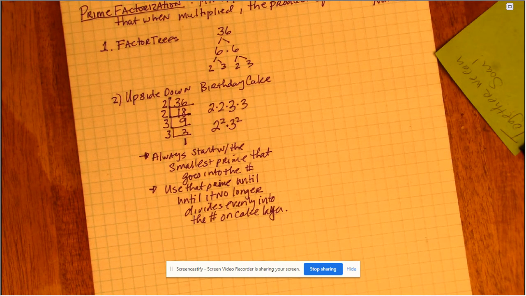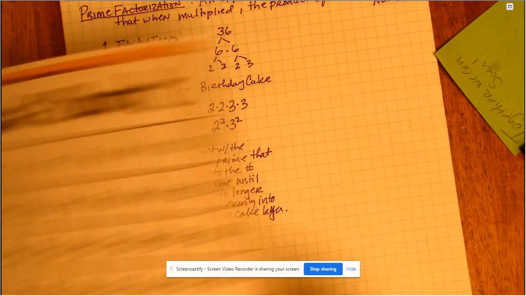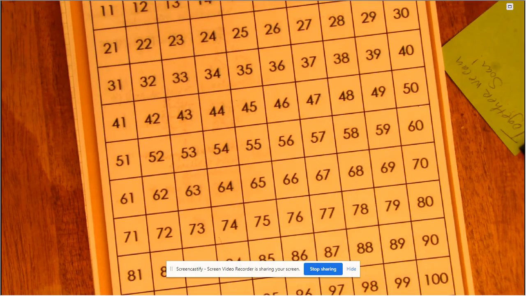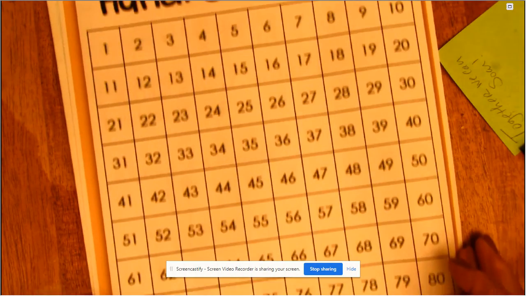So this is where we want to look at a hundreds chart, just to kind of, in no way are we going to get all of them, but give us a start. And there's a hundreds chart. I put a hundreds chart in your digital interactive notebook.